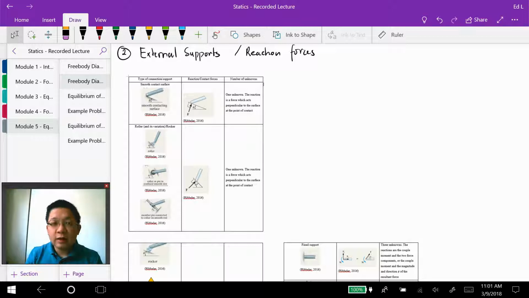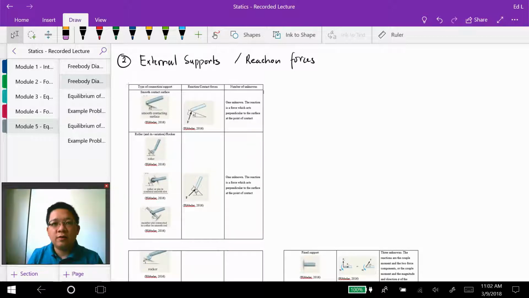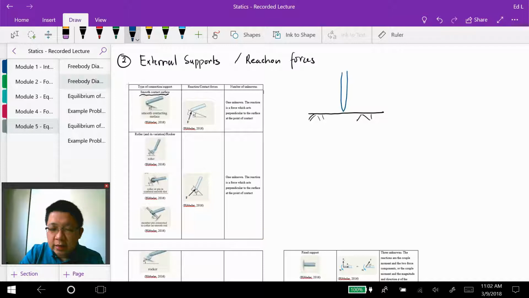In here I'm using the textbook from Hibbeler, the 2016 edition, and the first support is the smooth contact surface. Let's say that we have a surface in here, and then we have a member lying on top of that smooth surface. Then the reaction force is going to go upward if this member is transferring a force that is going downward.